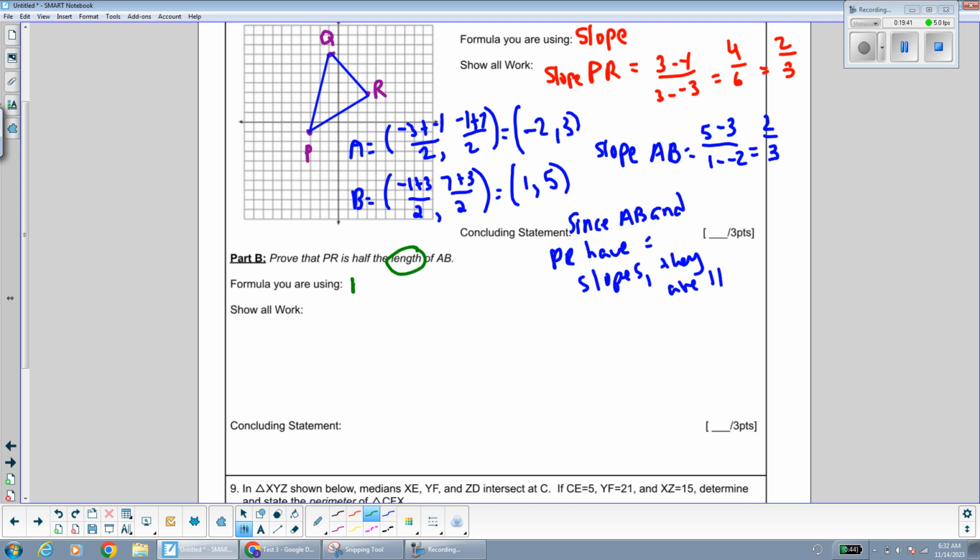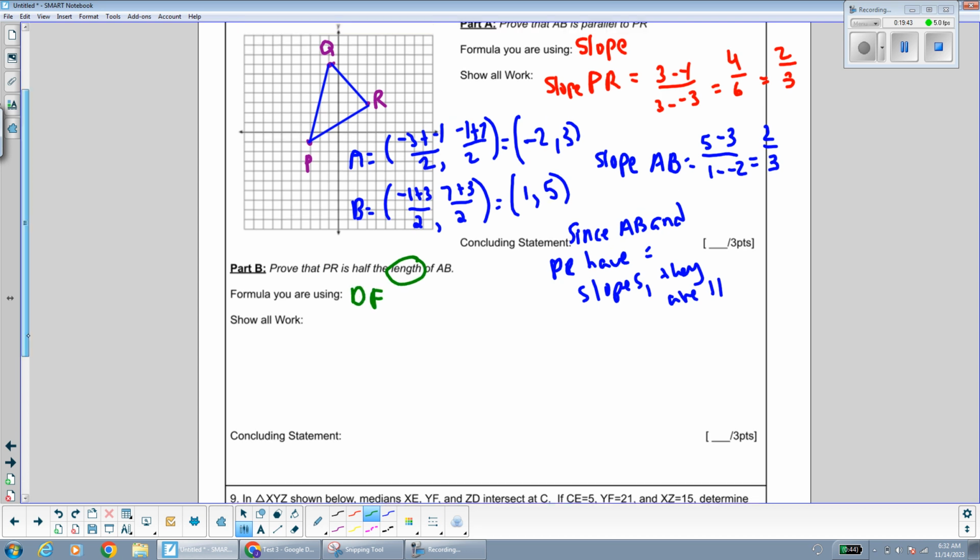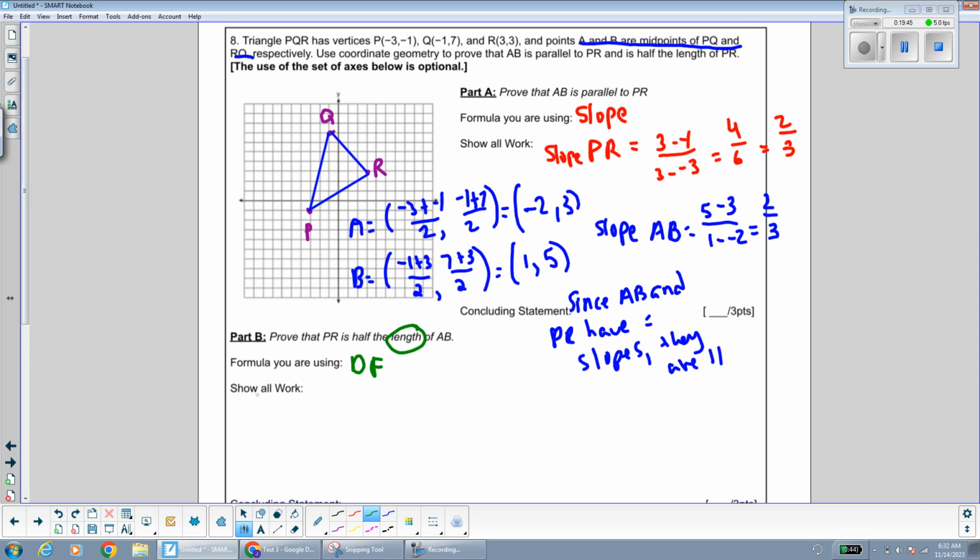Okay, then over here we need to prove that PR is half the length of AB. Whenever we're finding lengths, that's going to be distance formula. So let's do our distances. First I'm going to do PR, and that should be AB is half the length of PR. That was a typo because AB is going to be smaller. So PR: that would be x2 minus x1 squared plus y2 minus y1 squared.